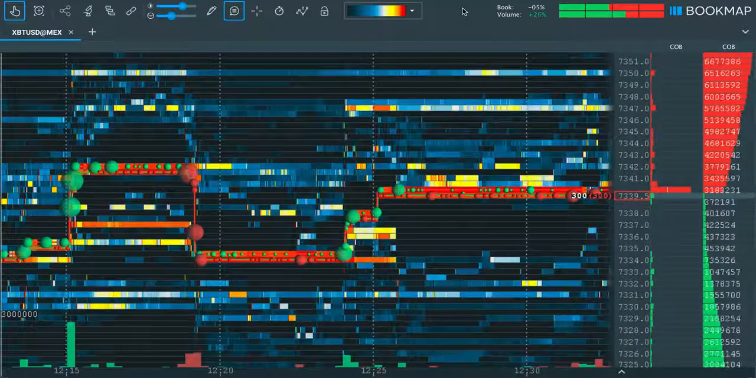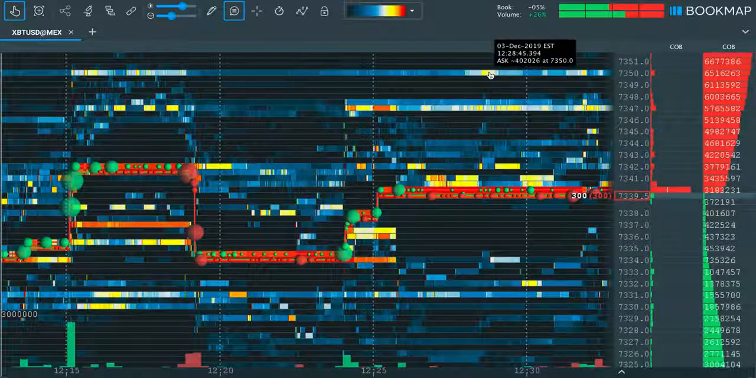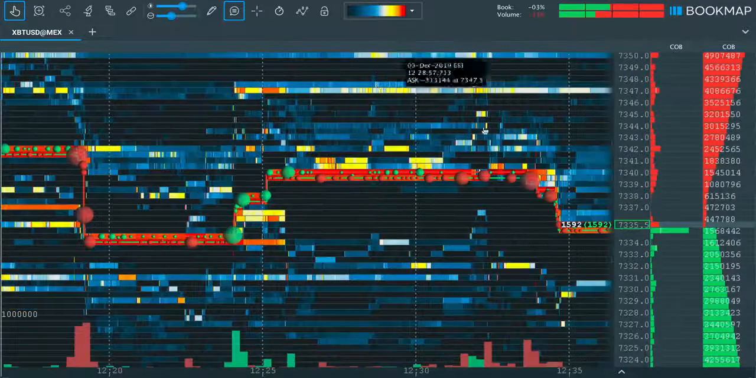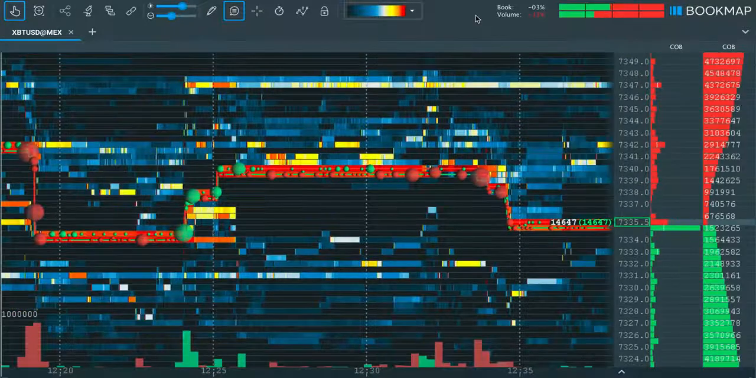Let's go to here. Now, does it look like demand or supply is stronger? To me, this looks like supply does look a little bit stronger right now. And price falls, as you can see. I'm not really seeing much demand here.